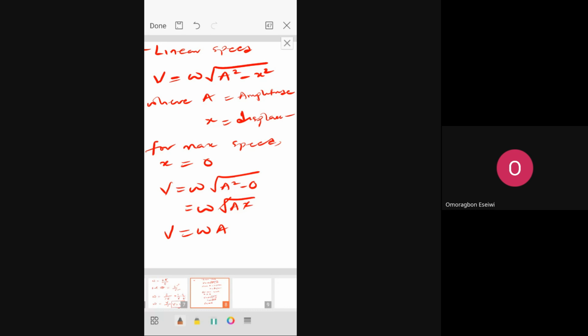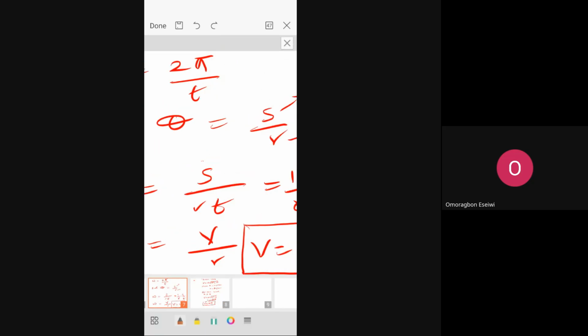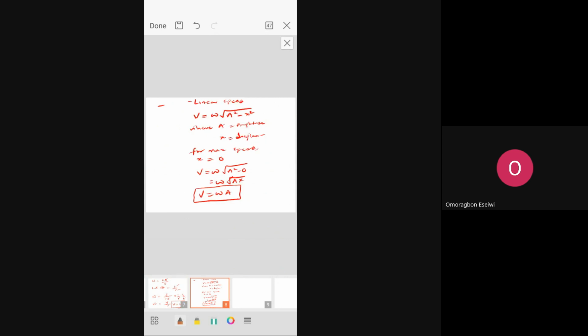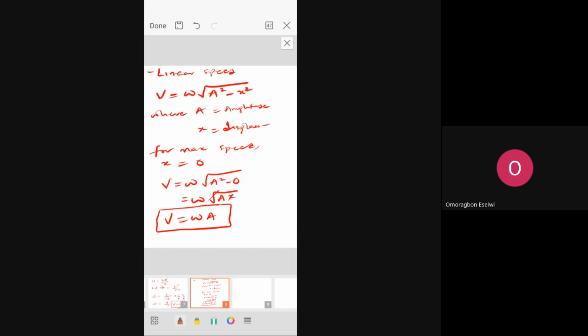This is how to find the maximum linear speed or linear velocity of a body undergoing simple harmonic motion, which is the same as the speed of a body undergoing circular motion. The speed of a body in circular motion is given as v equals omega r. This one is omega a. The only difference is that in this case, r is equal to a. That was what I was trying to show in the other slide: v equals omega r, and here v equals omega a. The difference is just a and r. They are both talking about the same thing.